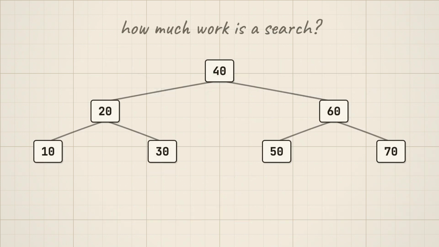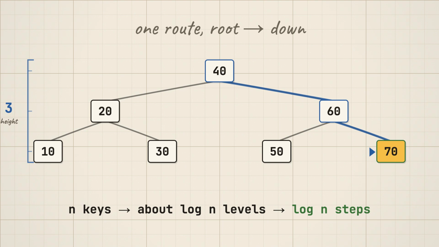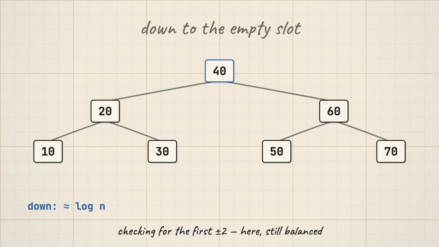Now that the tree stays short, how much work does searching require? Search follows one route, from the root downward. An AVL tree with n keys has only about log n levels. So search takes about log n steps. What about insertion? First, we follow one route downward to find the empty position where the new key belongs. That takes about log n steps because the tree is short.